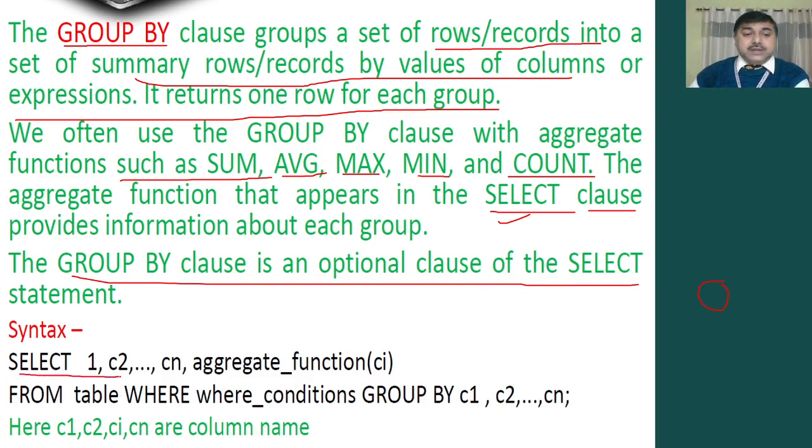Select. What to select? c1, c2 up to cn number of columns. Then what type of function we want to give. Now from a table, what is the table name? Where? Then we will give a where condition. What is the condition? Then group by what. So this is how we can do this particular pattern of arrangement.